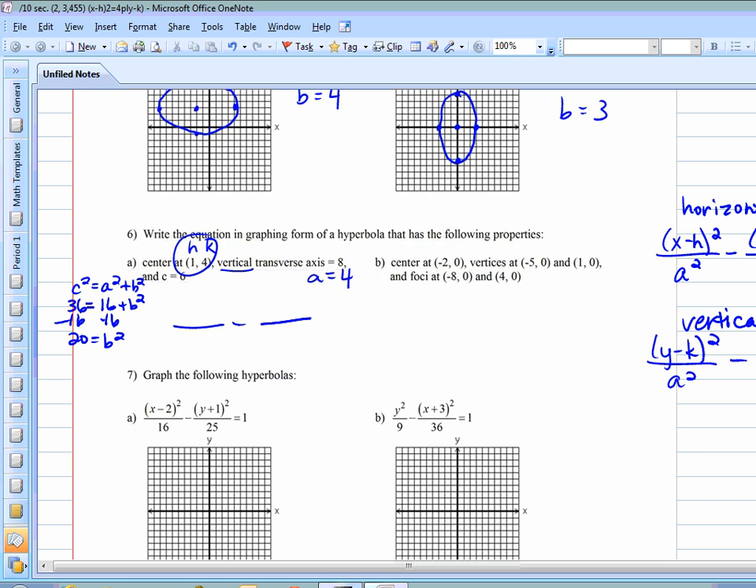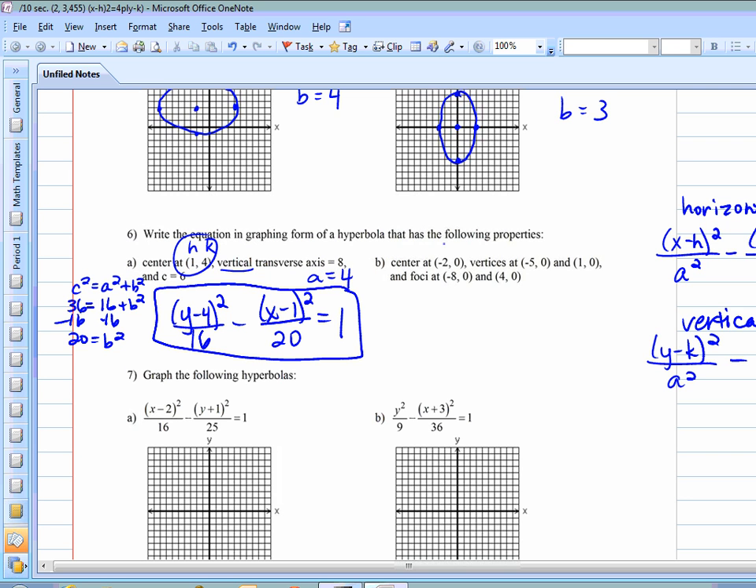And I have the fraction minus fraction equals 1. Because it's vertical, that means the y comes first. We take the y part of our center with it, and then the x part of our, I'm sorry, I called it vertex, I meant center, excuse me. And then for the denominator, A squared is always in the bottom left, and B squared is the bottom right.